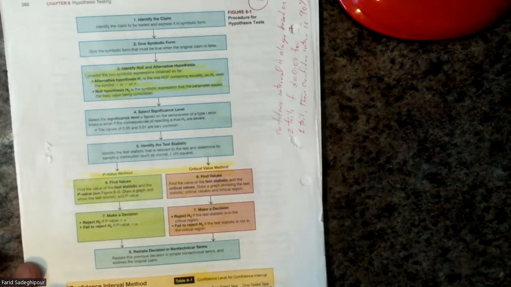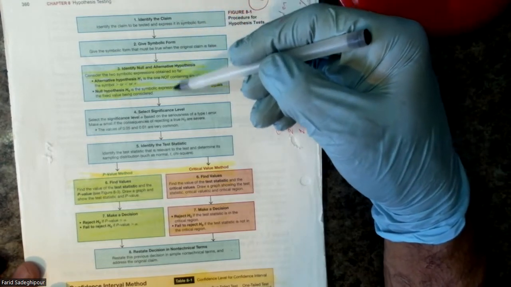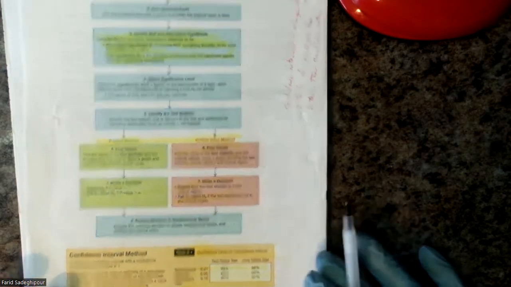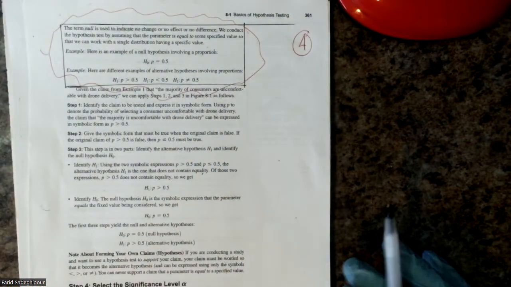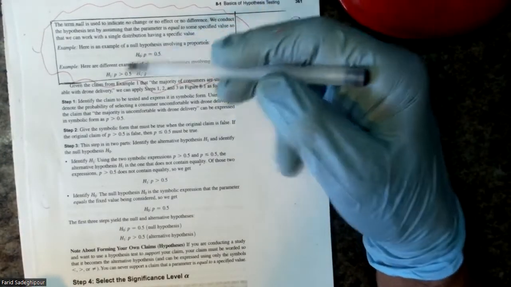And this is a chart: when we identify the claim, we have to see whether it is less, greater, or not equal, and then we go through this chart. And this table is important to understand, this is the confidence level for the confidence interval. If the significance level is any of these, for a two-tailed test it is this one, and for one-tailed this one. We have some examples that we could use this for, and we could show it to you later. Again, the null hypothesis always takes the equal sign, but H1 can be greater, can be less, can be not equal.